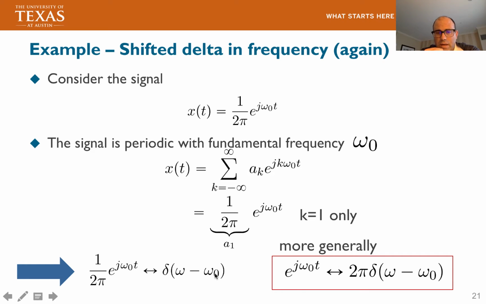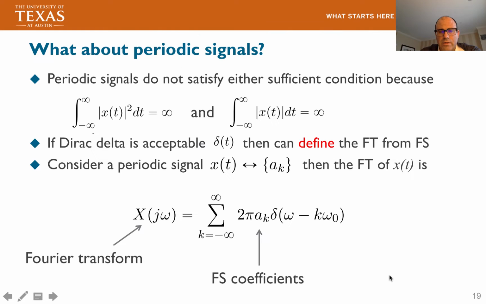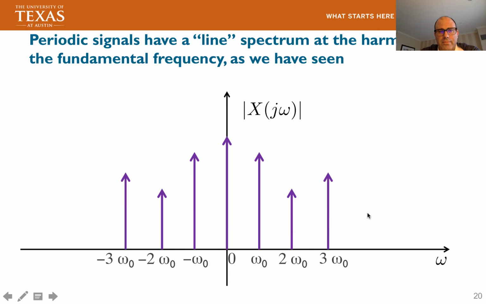And generally, if instead we were to look at e to the j omega naught t, that has Fourier transform 2 pi delta of omega minus omega naught. So the time domain complex sinusoid scaled by 1 over 2 pi gives us a delta, and the unscaled complex sinusoid gives us 2 pi times a delta. All we're doing here is using this equation right here that I mentioned is very important.